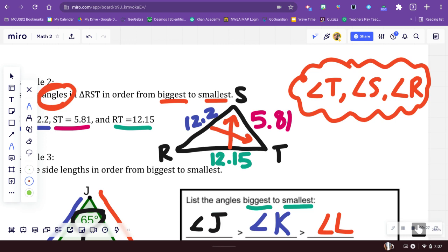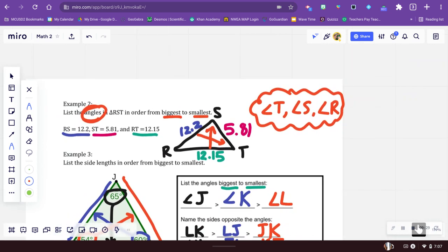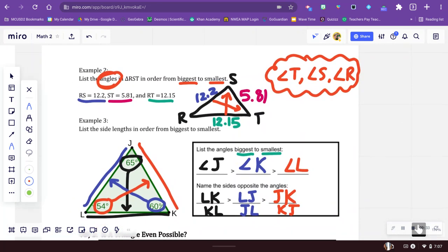And with the decimals, because a lot of these had decimals, I always think about money. So when I see 12.2, I think of that as $12.20 versus 12.15 is $12.15. If that helps you guys think about those decimals, use that money relationship.